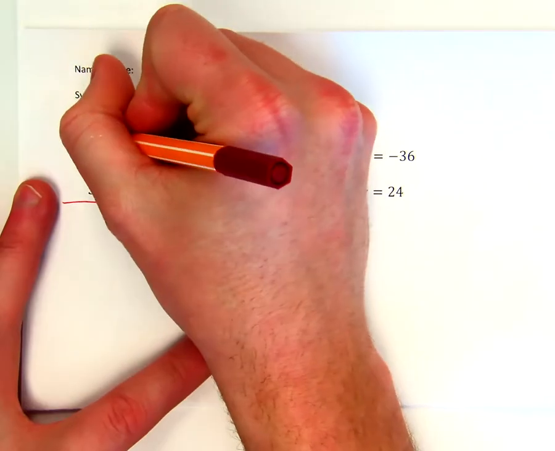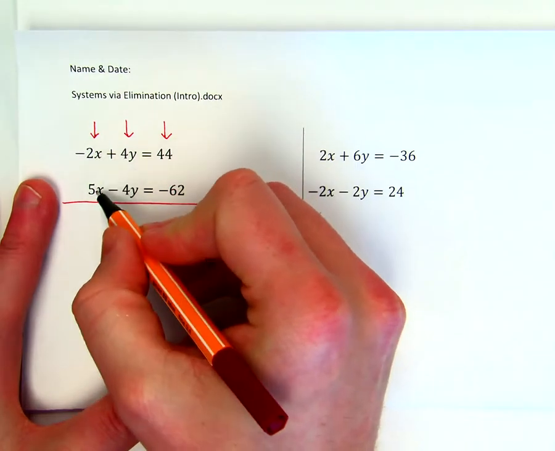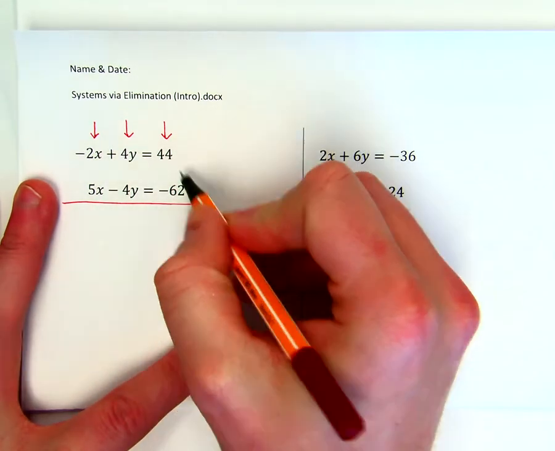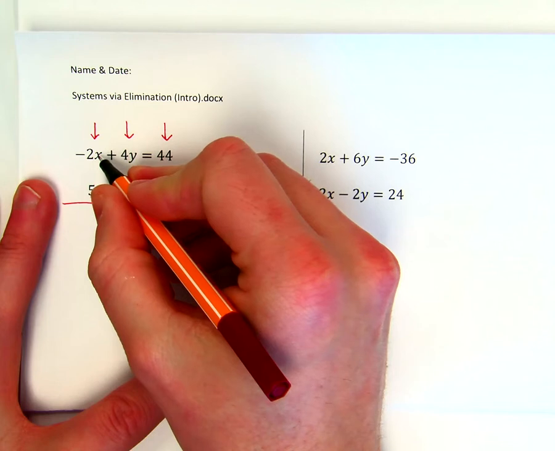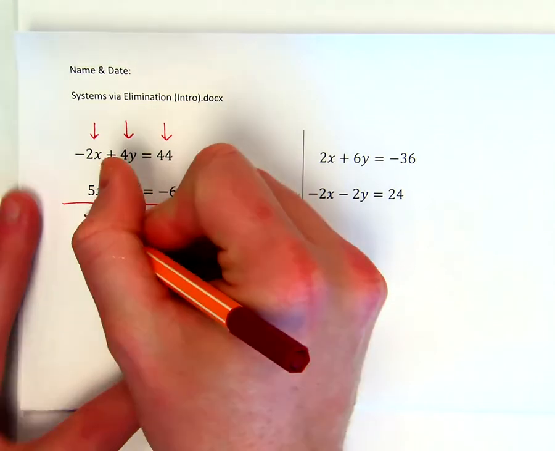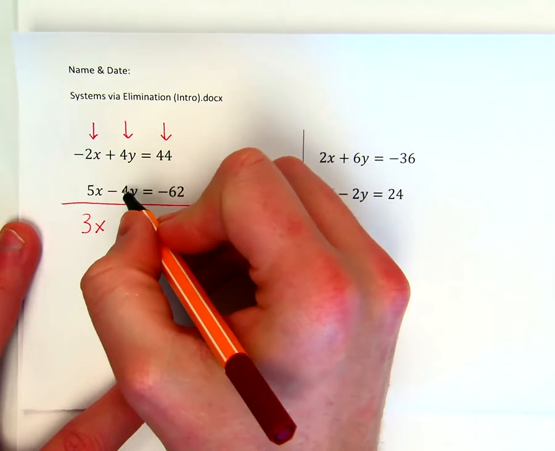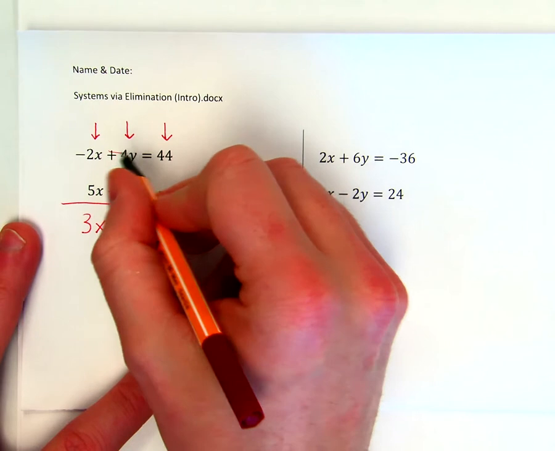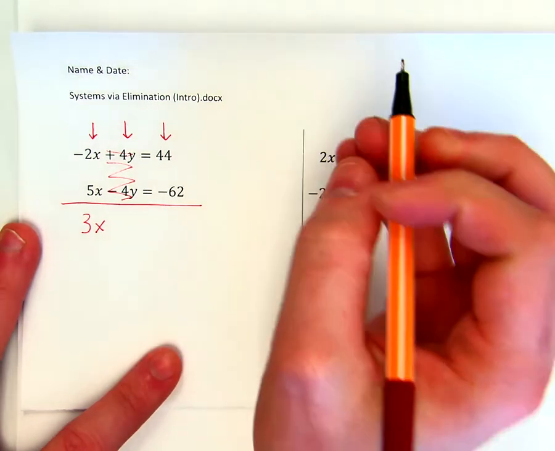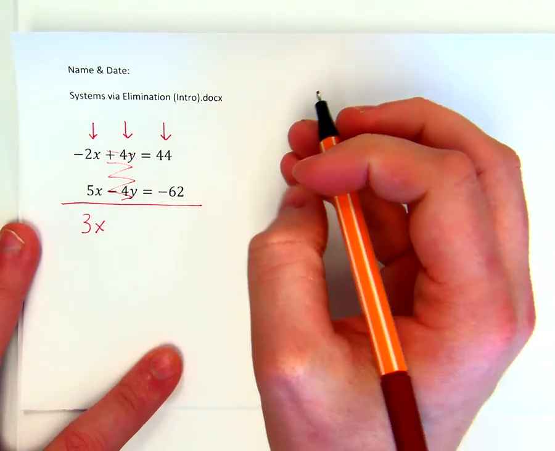We're going to add straight down each column. You'll notice that the x's have their own column, the y's have their own column, and numbers by themselves have their own column. When we combine the like terms going down, negative 2x plus 5x equals 3x. Positive 4y and negative 4y are going to cancel out to 0. So what has happened here is that we have eliminated one of the variables by combining equations.